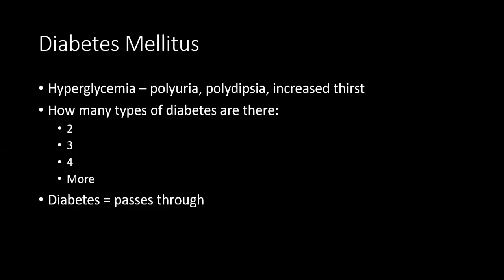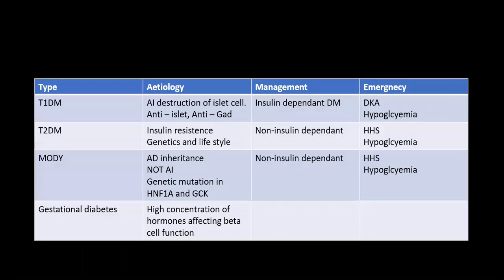So diabetes means to pass through. So this talks about the symptoms of polyuria and polydipsia and increased thirst. So we're drinking more and more and more, and we're just peeing it out. And mellitus means sweet. So when doctors didn't have blood tests and things back in the day, they would taste the urine, it would taste sweet, and that would give them their diagnosis of diabetes mellitus.